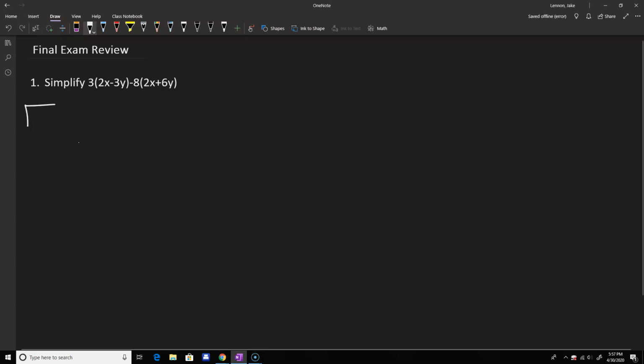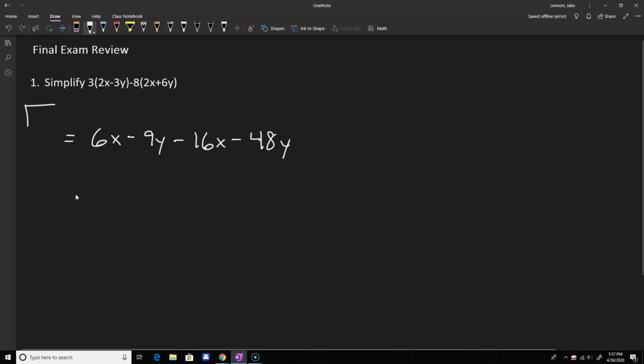So let's start with the first one, just combining some algebraic expressions using like terms. So the first thing we want to do is expand using the distributive law, so multiply the 3 through the first set of parentheses. We get 6x minus 9y. And then for the second set of parentheses, the negative 8 gets multiplied by both terms. So it's going to be minus 16x minus 48y.